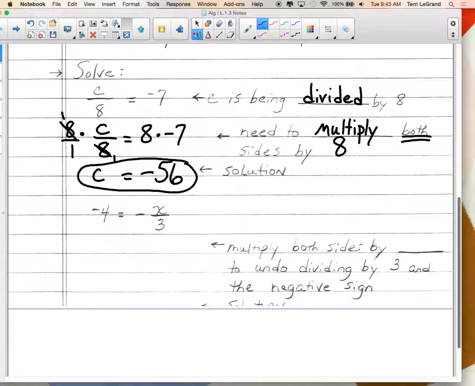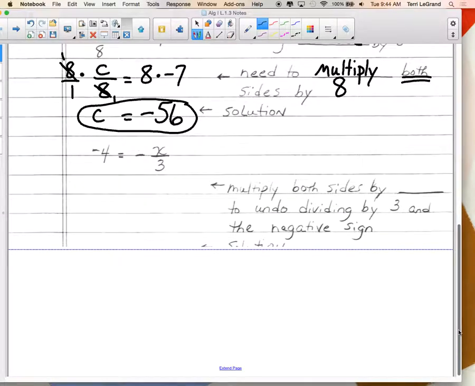But if this is the correct solution, what should be true? That C should equal -56. Or in other words, if you put -56 in for C, it better make the equation true. Is -56 divided by 8? What's a negative divided by a positive? Negative. How many 8s can you take out of 56? So it is equal to -7. It does check out.